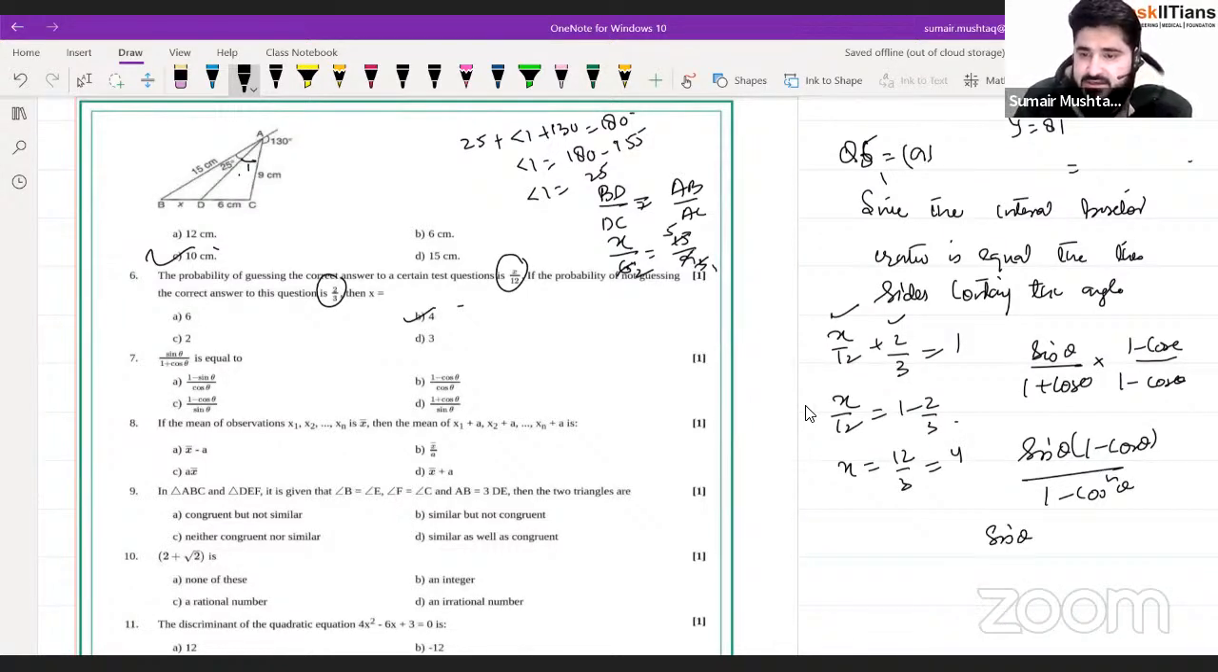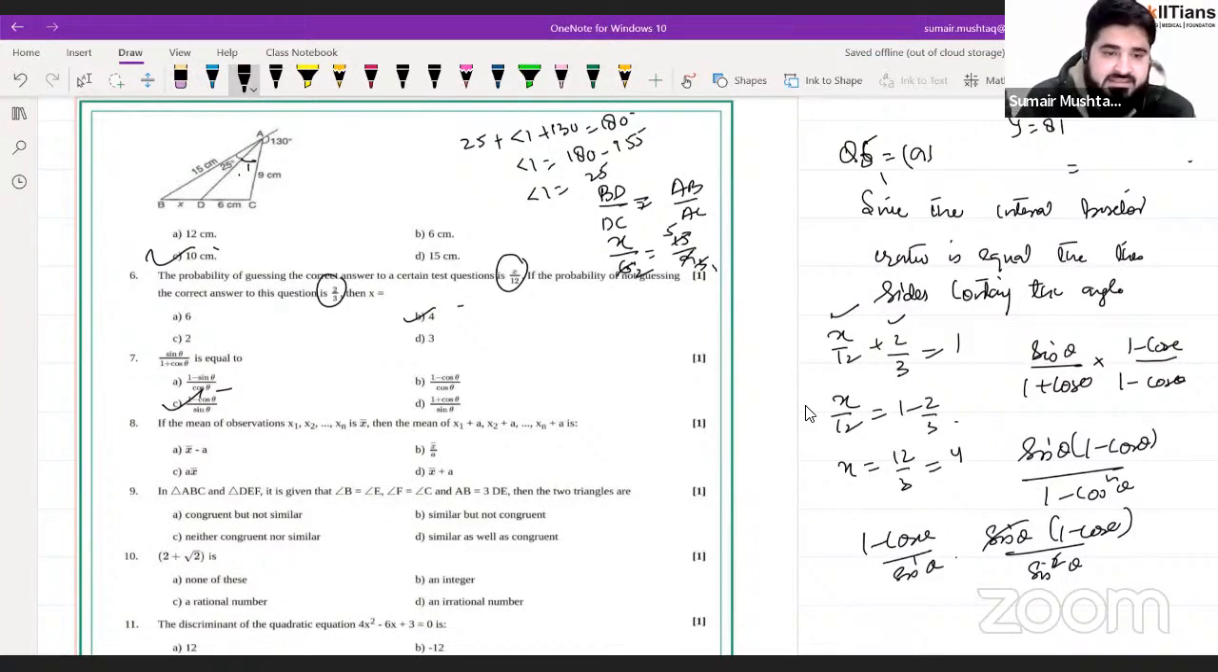This is sine theta times 1 minus cos theta. This is equal to sine square theta in the denominator. This and this will cancel, and one of the sine will cancel, right? Wait. Isn't this 1 by sine square theta? Wait. This is sine square theta. One of these will be cancelled. So this is 1 minus cos theta divided by sine theta. Any option? Yes, option number C.